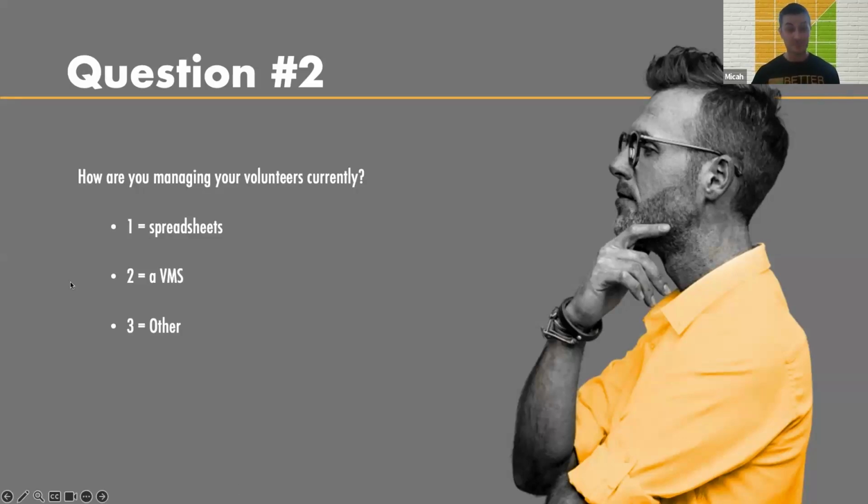And "something else" always makes me curious. I kind of want to know what other means. A lot of the time it can mean another CRM or something. So if you want to share, feel free to drop into the chat how you're managing your volunteers if it's not a spreadsheet nor a VMS.